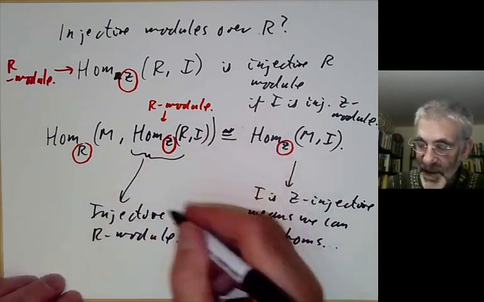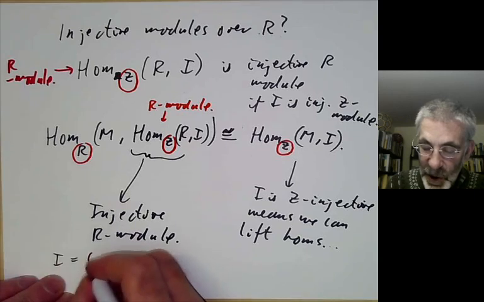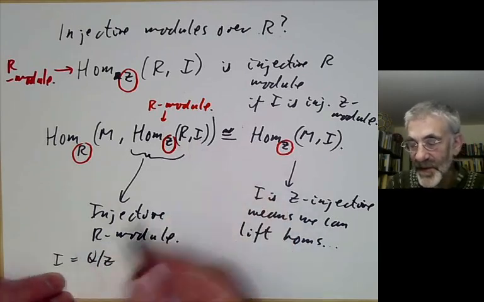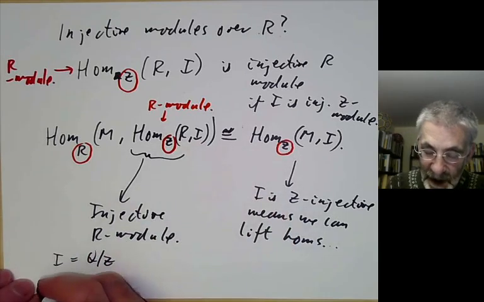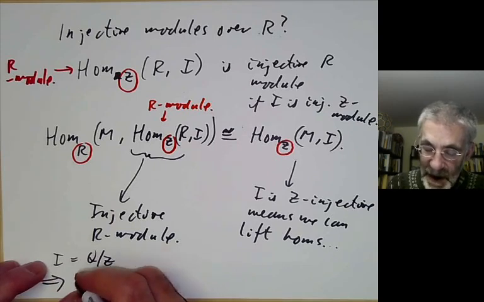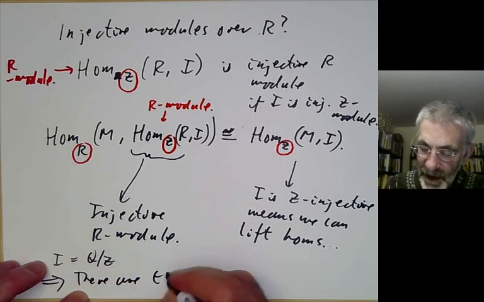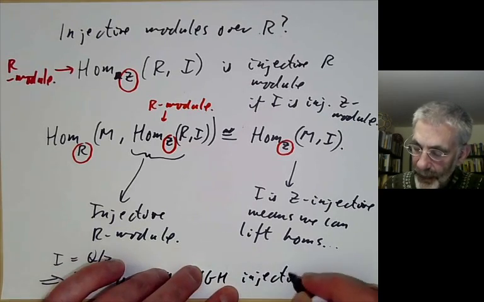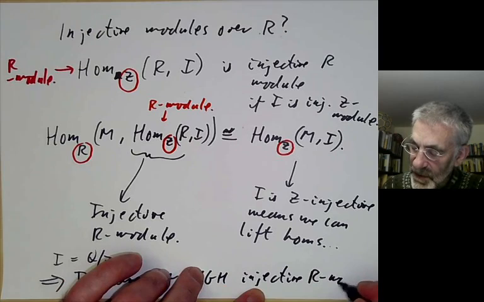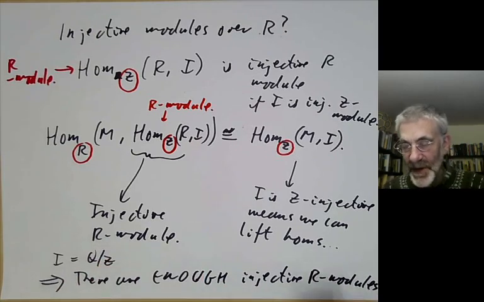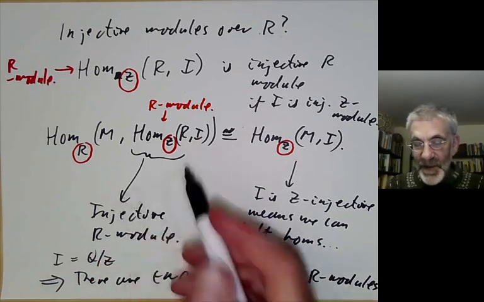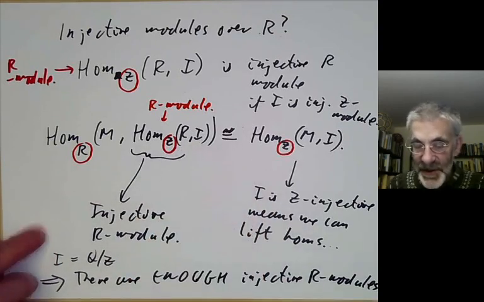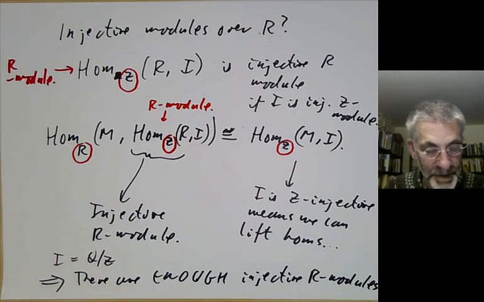And if we take I to be, say, Q over Z, there will be lots of homomorphisms from R to Q over Z, so this will give us lots of R modules. It's easy to deduce from this that there are enough injective R modules. So it's an easy exercise to copy the proof that I gave for the integers and use these modules to show there are enough injective R modules.